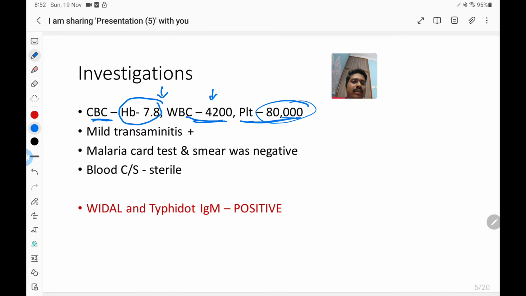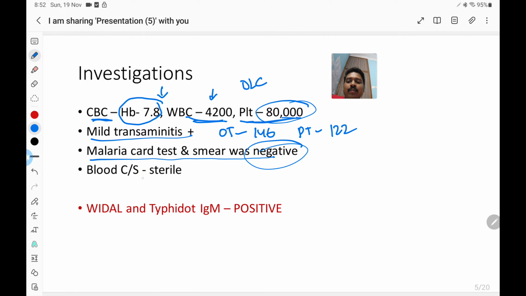We had done further investigations, that is we had done the DLC, we had done the RBC parameters also, but they are beyond the scope of discussion here. I'm only going to discuss the positive findings. She had mild transaminitis, SGOT was 146, and SGPT was 122. Then, in the setting of tropical infection, we had done a malaria card test and malaria smear. Okay, so that was negative. And then blood culture was sterile.